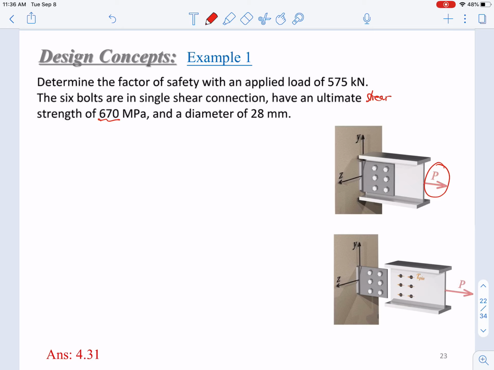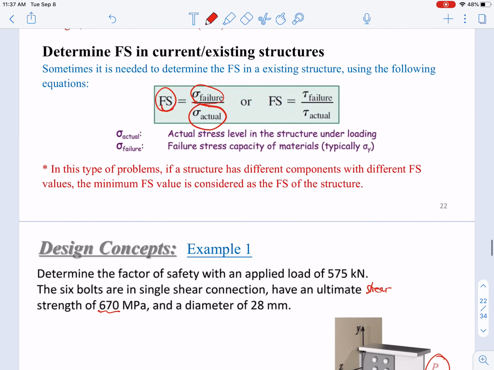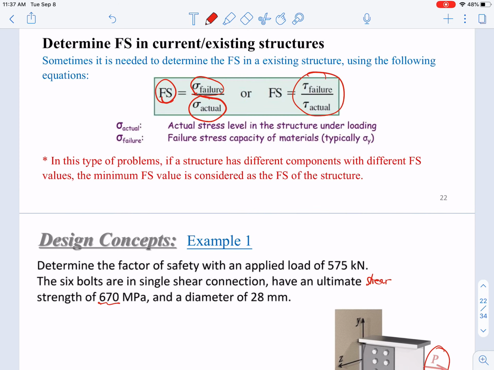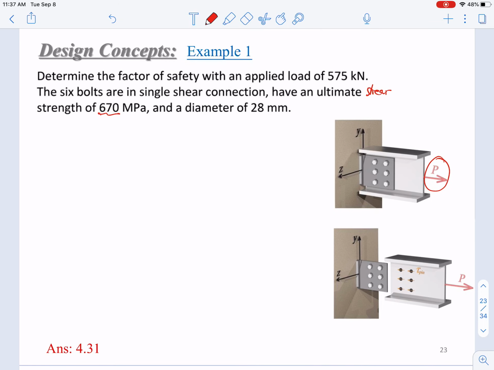As we said previously, to solve this kind of problem, where we're just calculating the factor of safety, you just need to determine the failure stress, or the yield stress, or the strength. They're the same thing. Just divide it by the actual stress level. In this first example, we're dealing with shear failure and the actual shear stress. So as the first step, we need to calculate the actual shear stress in these bolts. This can be simplified into a problem from our first chapter.